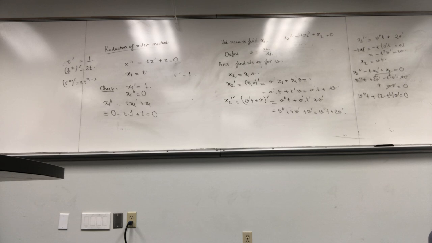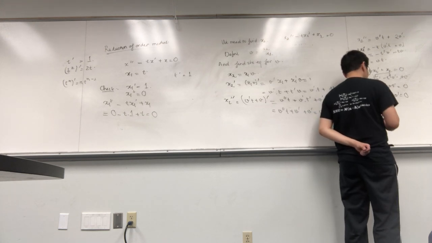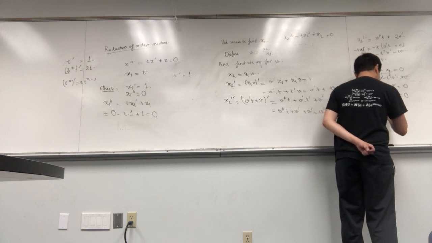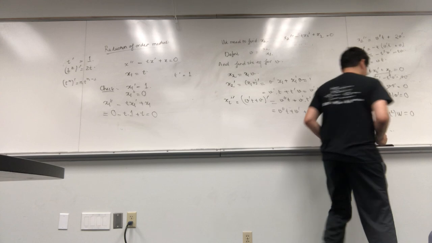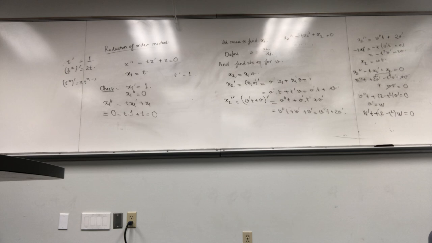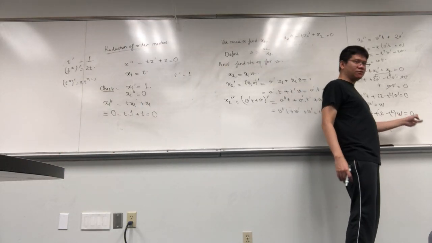Now, how can I solve this equation? You said v prime equals w and v double prime equals w prime? Yes. So now I put v prime to be w, so I have w prime t plus 2 minus t squared w is 0. Alright? So in this case, I'm gonna do the same trick as before. I put v prime to be w, then I have w prime t plus 2 minus t squared w is 0.